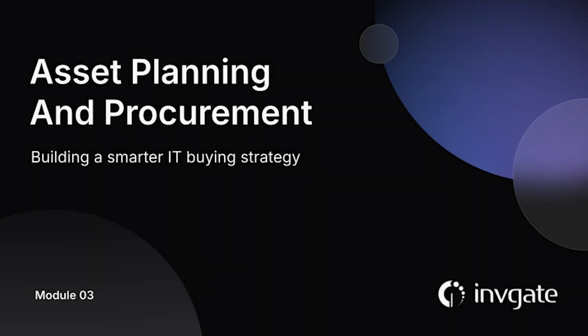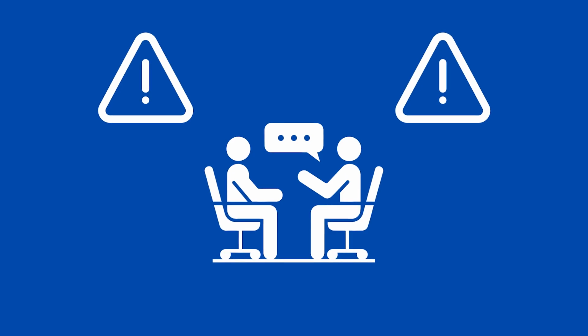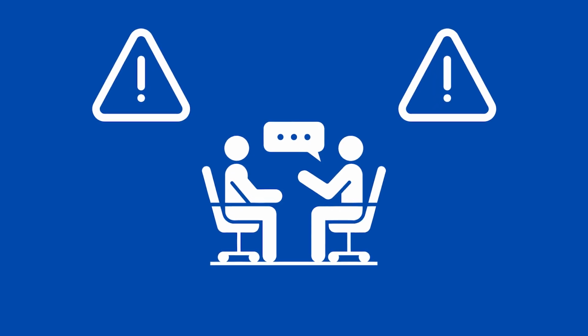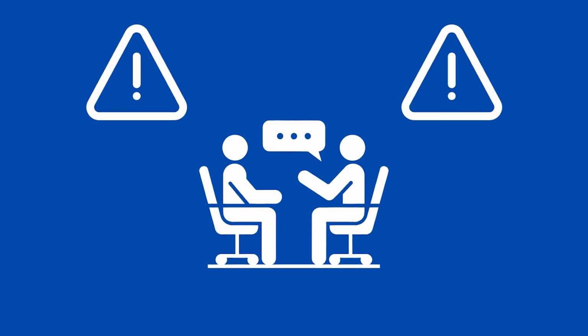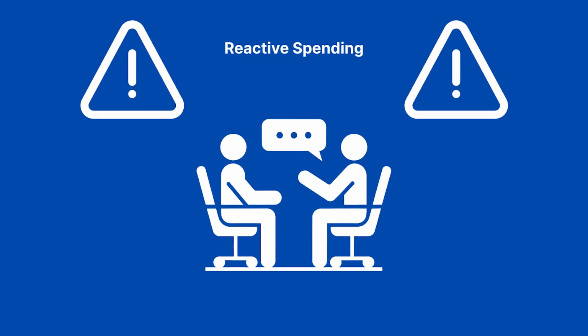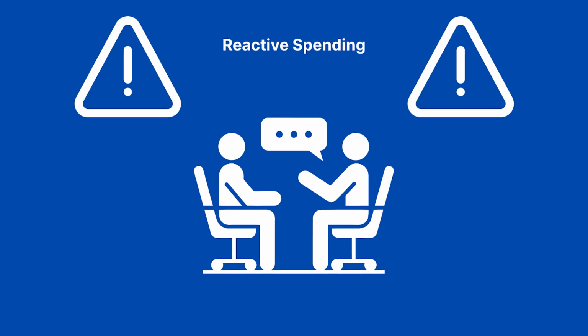Before you buy anything, you need a plan. That sounds obvious, but a surprising number of IT purchases still happen like this. Oh no, Sarah's laptop just died. Quick, buy something off of Amazon and ship it overnight. That's reactive spending. That's pretty much the opposite of what a strategy should be.